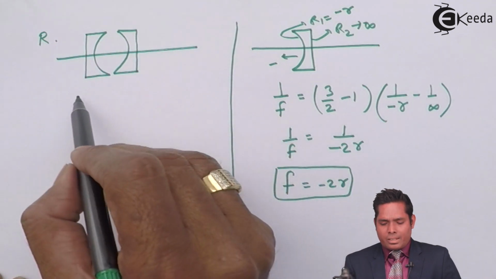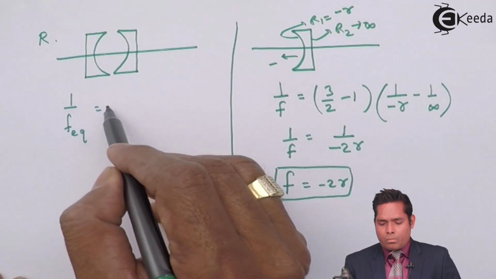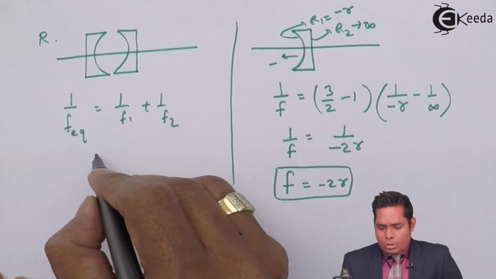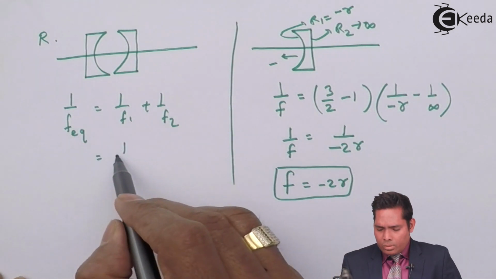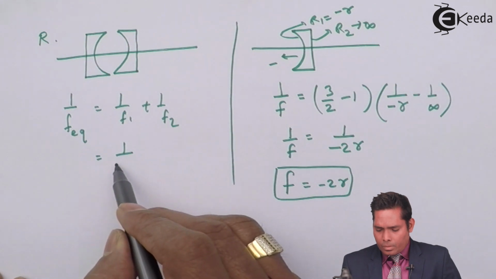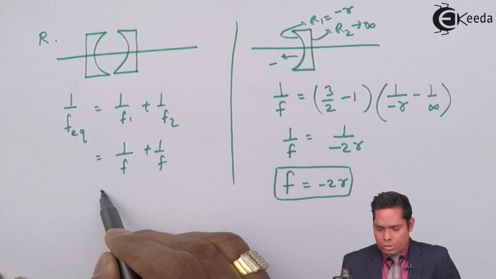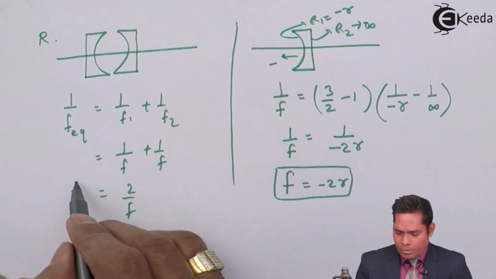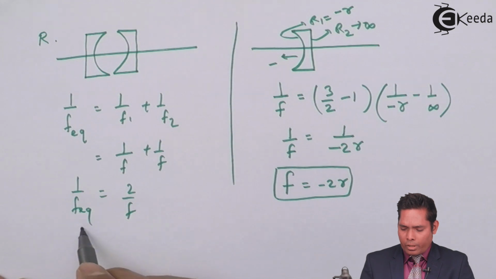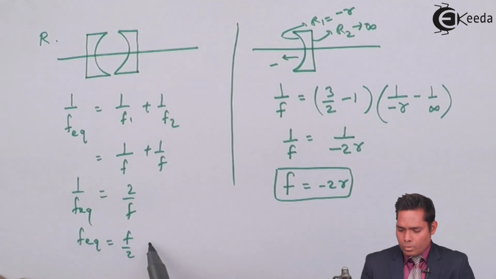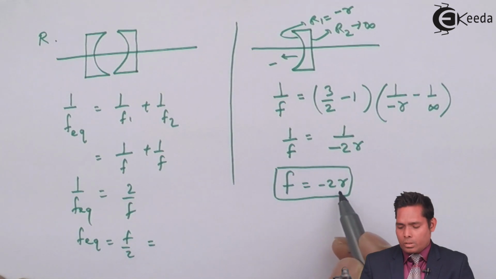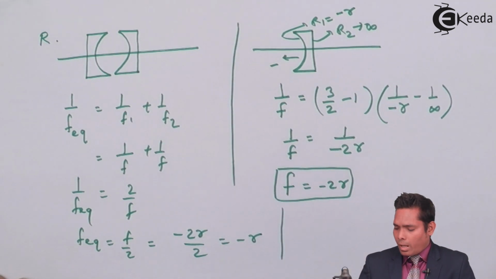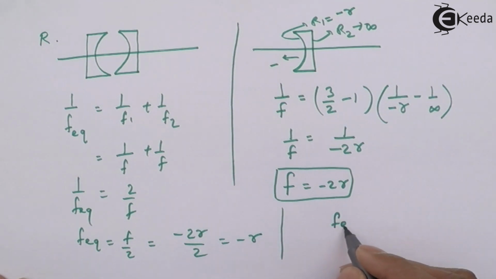For the combination of these lenses, for the equivalent focal length, we have the formula 1 upon f1 plus 1 upon f2. I will write 1 upon f plus 1 upon f, that is 2 upon f, whatever the focal length is, it is the same, so it is 2 upon f. And what is 1 upon f equivalent? It comes out 2 upon f, so f equivalent comes out to be f by 2. So I substitute f as minus 2r. So it is minus 2r divided by 2, equal to minus r. So I have f equivalent finally coming out to minus r.